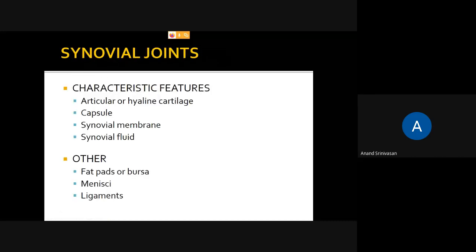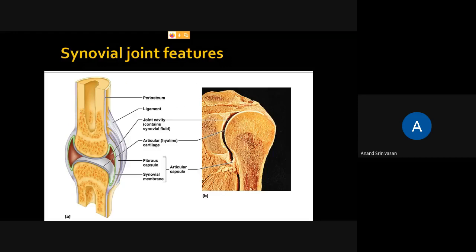It is just like a rubber in an engine. If there are two metal parts and they come in direct contact, there will be friction. So in order to prevent friction, there is a white colored structure which protects these bones. This is called articular cartilage.